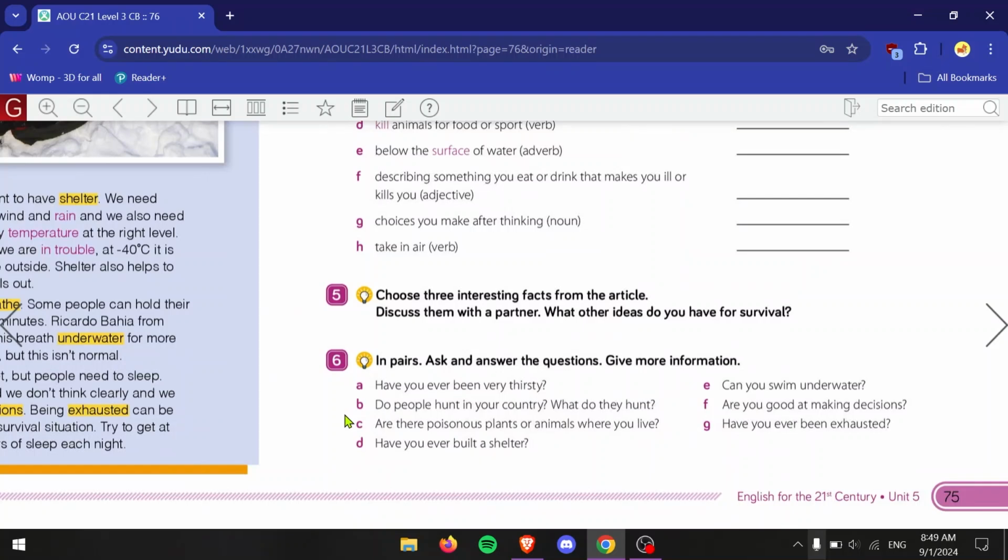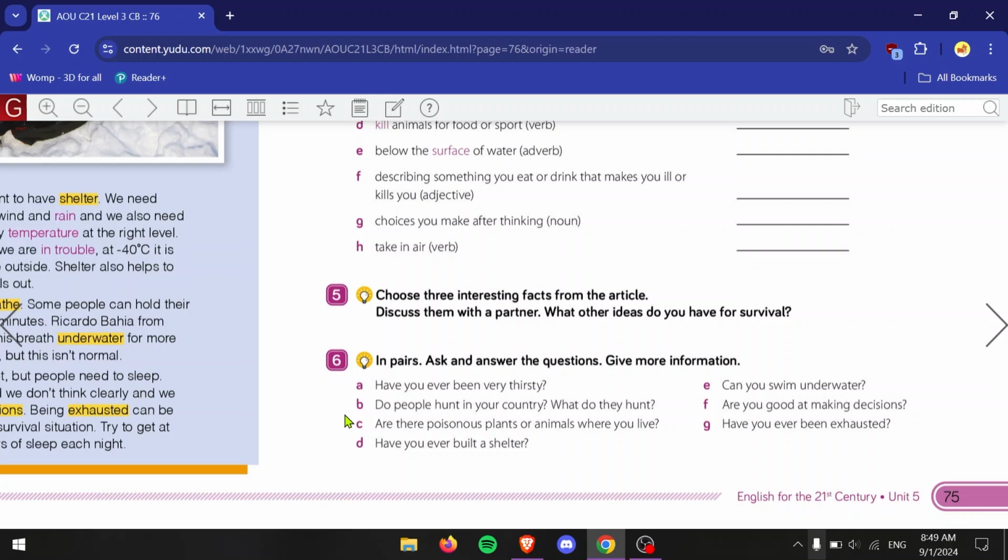All right, now let's go to exercise 6. Here we have a few questions. If you guys are in pairs, you can ask each other these questions and see how the other person answers and vice versa. If you're alone, you can just think about the questions, talk about it with yourself, include some information. Have you ever been very thirsty? Do people hunt in your country? If they do, what do they hunt? Are there poisonous plants or animals where you live?